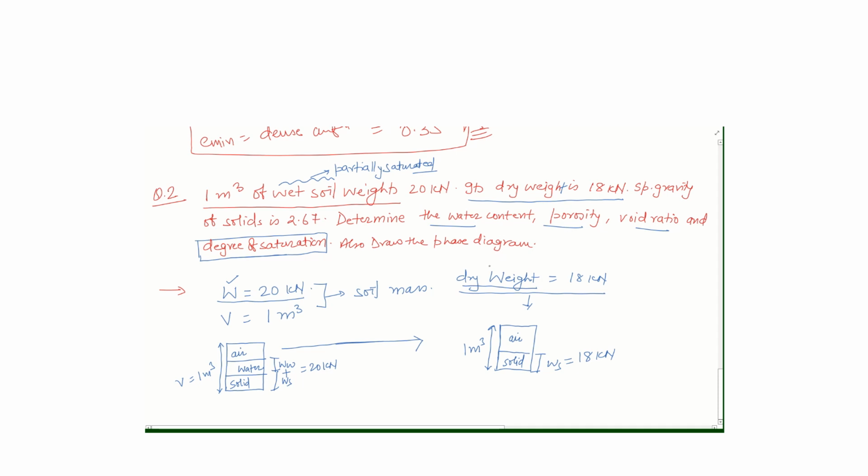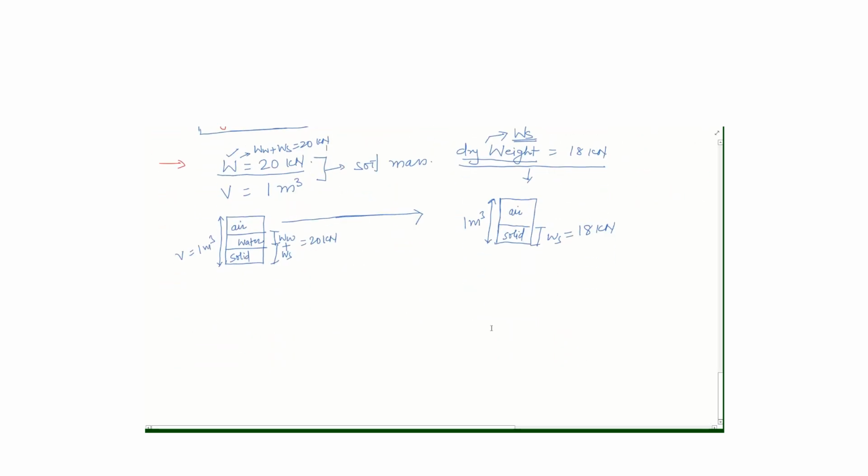When you find that there is a dry weight, that means the weight of the solid. It represents the weight of the solid only. When we have this soil weight as 20 kilonewton, and this is wet soil, here we will find that the weight of water plus the weight of solid is going to be 20 kilonewton. And here the weight of solid is 18.